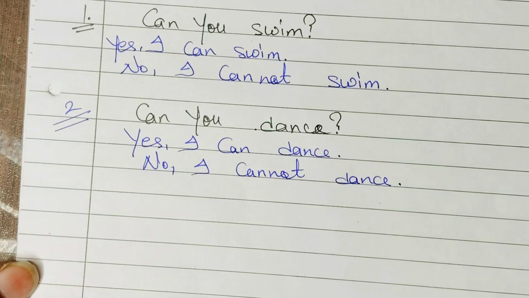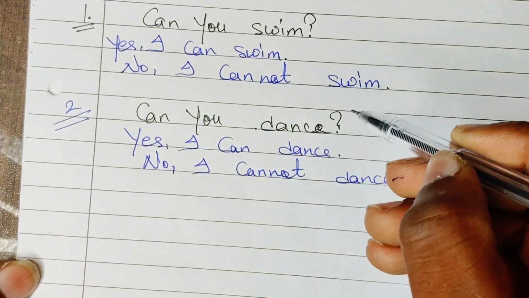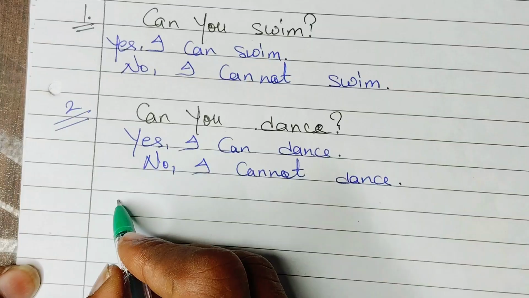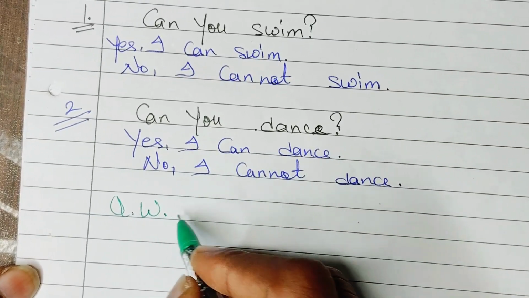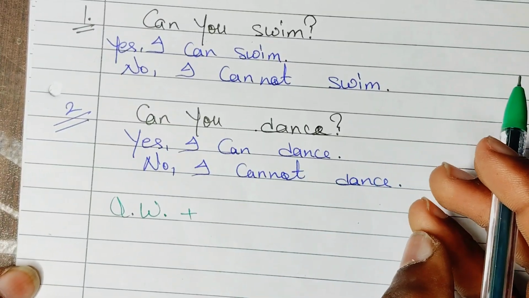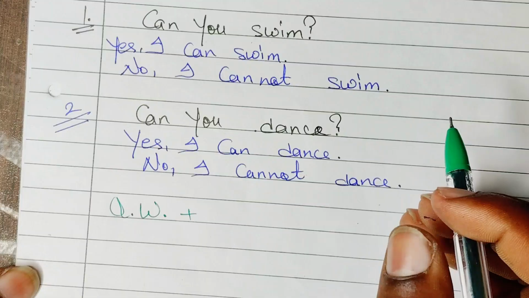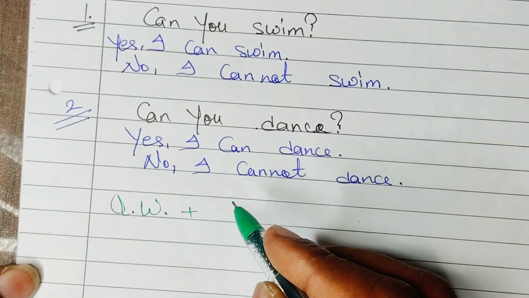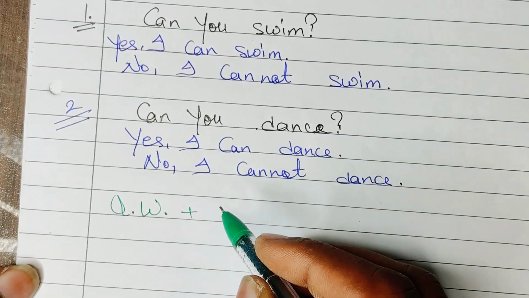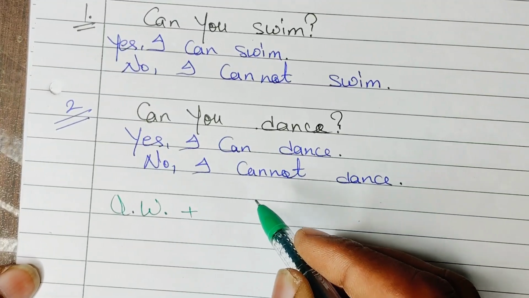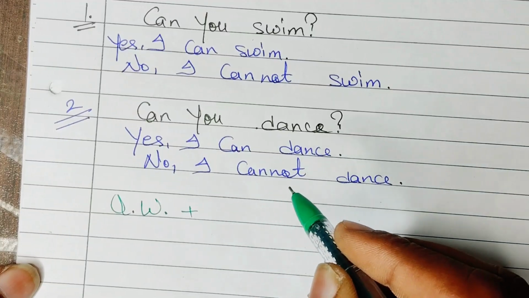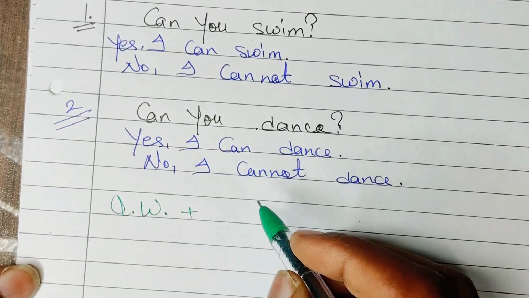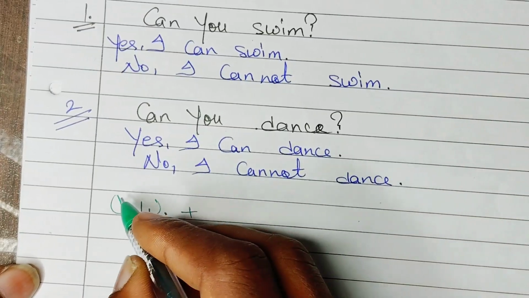So now I'm going to tell you the question words. Let's write question word. Question words means like what, which, why, whose, whom, or with whom. These are question words. I will tell you about all of them after we finish this rule. I will teach you all of them. So now I'm going to write it.